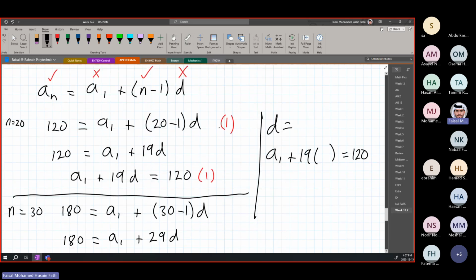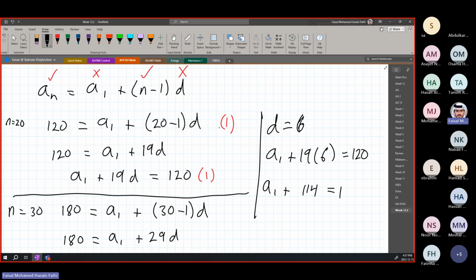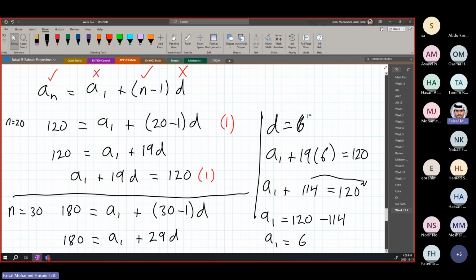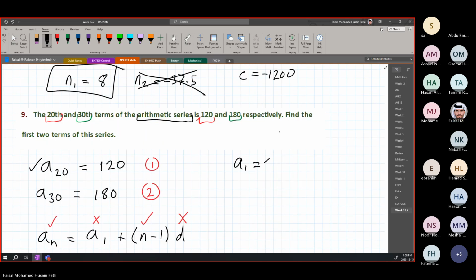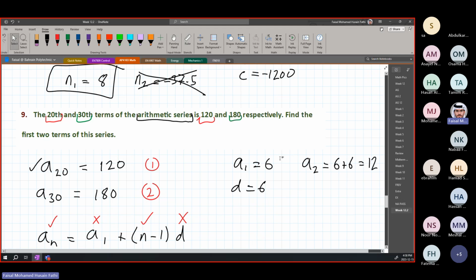So D is equal to 6. A1 plus 19 times 6, which is 114, is equal to 120. Yeah, this makes so much more sense now. A1 is equal to, we just take this to the other side, 120 minus 114. A1 is equal to 6. That's it. Now that we have A1 is equal to 6 and D is equal to 6, A2 is equal to 6 plus 6, which is equal to 12. Thank you for that, Abdullah.